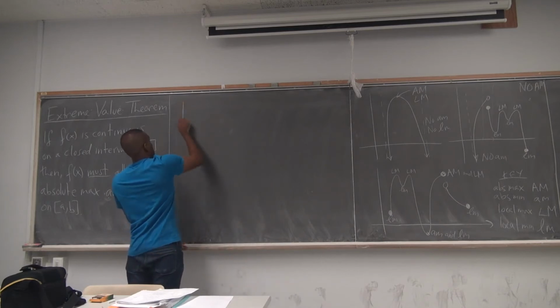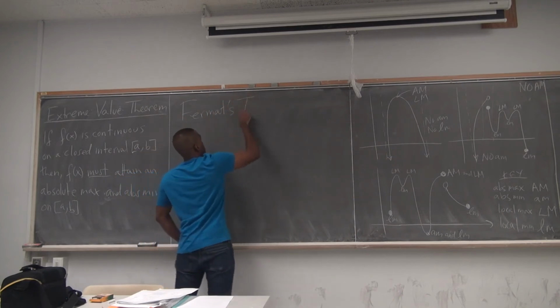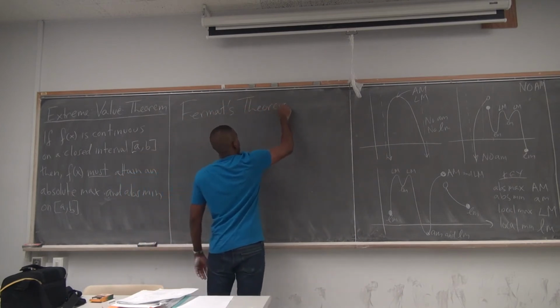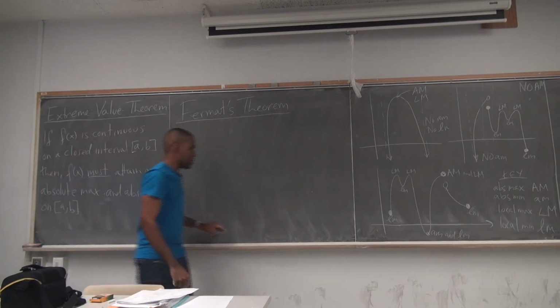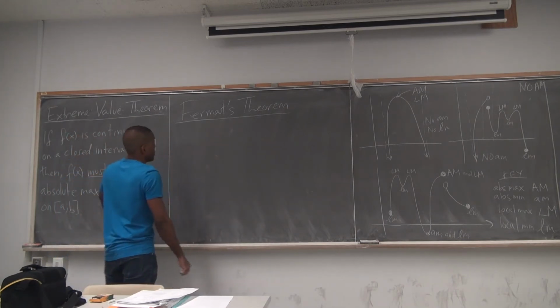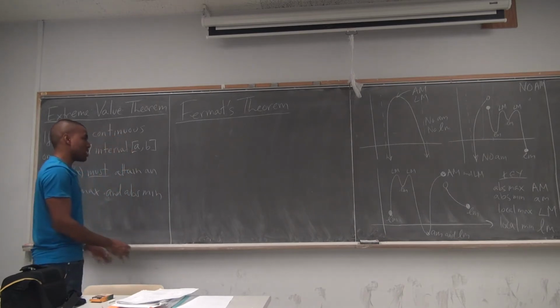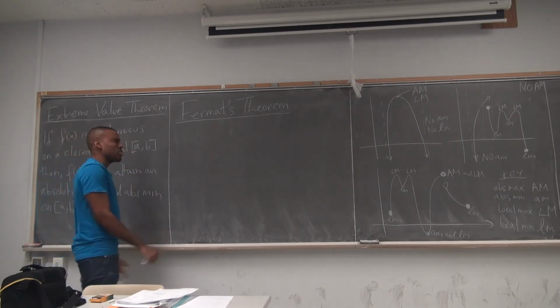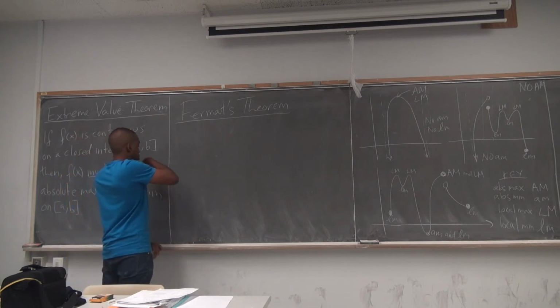Another important theorem is Fermat's theorem. Not to be confused with Fermat's last theorem, which Andrew Wiles proved recently, which had been unproven for like 3 centuries or whatever. Fermat's theorem helps us to classify in one direction local maximums and minimums. So it says the following.